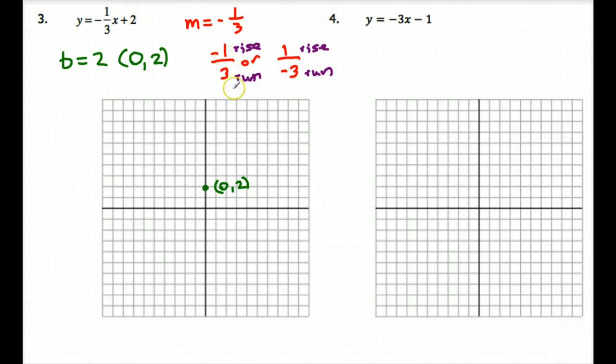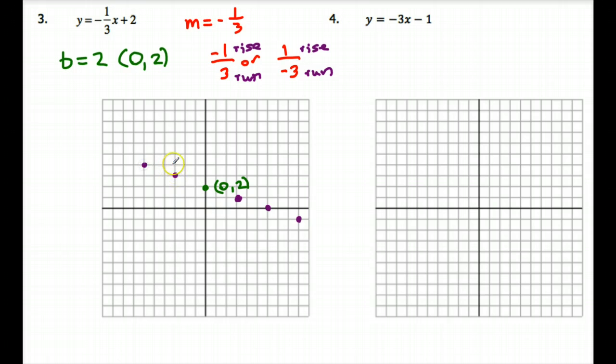Okay, so watch what happens when I treat it the first way. If I treat it as a -1 over +3, then starting at this point right here, 0, 2, I need to move down 1, which is my negative direction, and right 3, which is my positive direction. And so I'm going to keep doing that pattern over and over again. Down 1 and right 3 until I run out of room. If I go back to my y-intercept and I treat it the other way, +1 over -3, I'm going to go up 1 and left 3. But either way I go, I'm still going to be forming the same line.